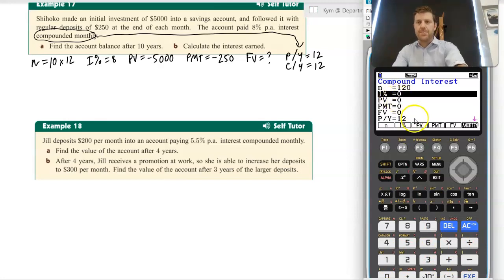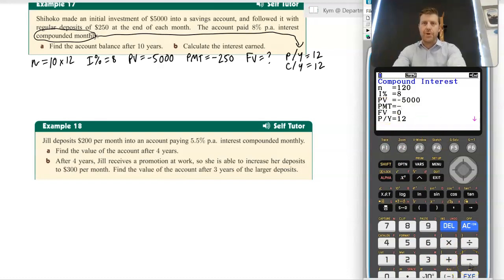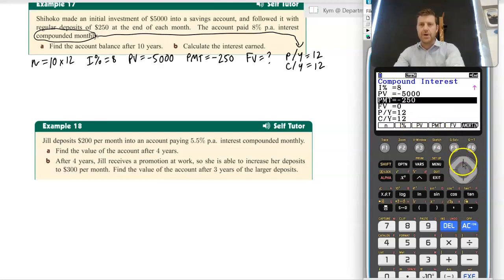The interest rate, 8%. The present value, as we said, was minus 5,000. PMT, so the amount that you're putting into the account every month, $250. And P/Y and C/Y already set to 12. So we then just ask the calculator to determine the future value for us by pressing F5.